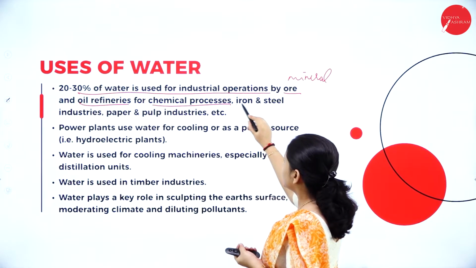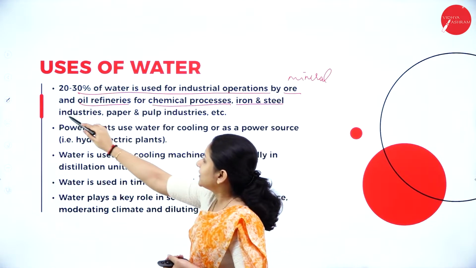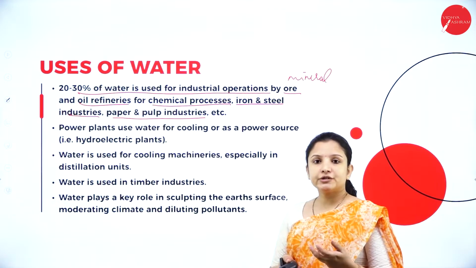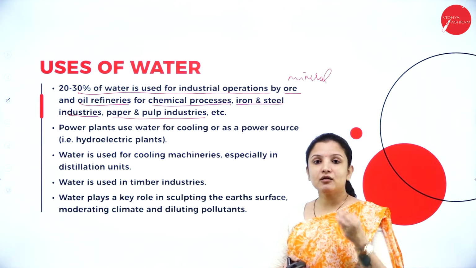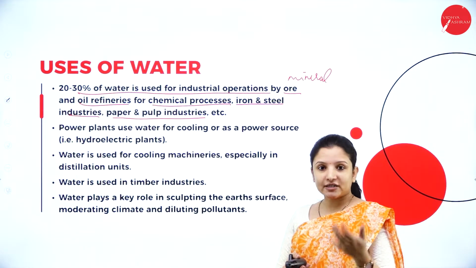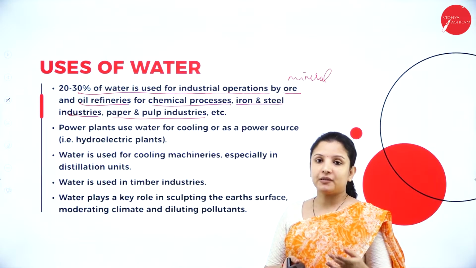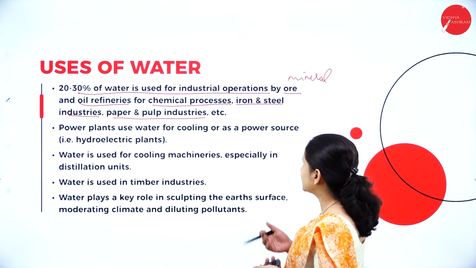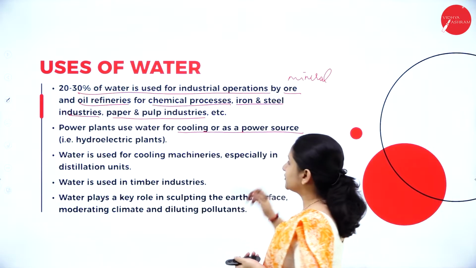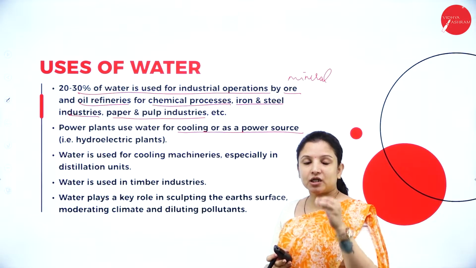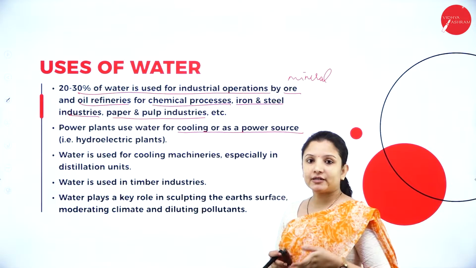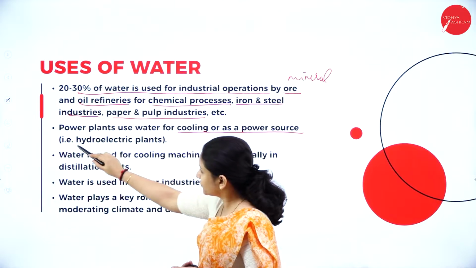And they are also used in iron and steel industries. They are used in paper and pulp industries. Not just that, they are also used in the timber industries. So there are a lot of uses of water here. And not just that, various power plants, that is the thermal power plants and the hydroelectric power plants, also use water for cooling or as a power source. So for cooling a particular equipment also water is needed, and in hydroelectric plants water is the main source. Why?